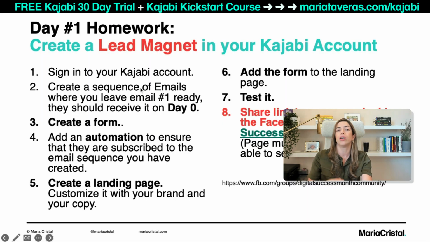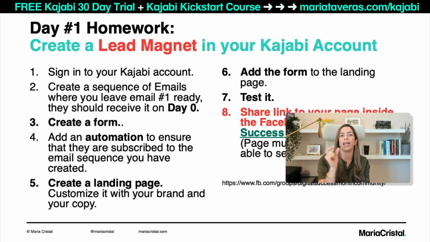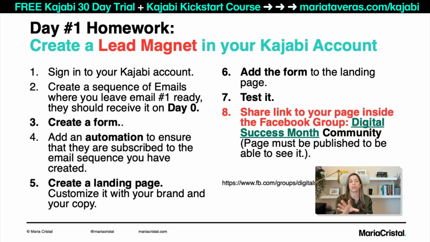Have your landing page ready, have your email sequence ready, your thank you page, and just share the link to the Facebook group. So your steps: sign into Kajabi, create the email sequence and create email 1. Remember to put that they receive this on day 0. You're going to create the form, add the automation so that they're subscribed to your email sequence, create your landing page, add the form to the landing page, test it, and then share the link. Remember, it has to be public for me to see it, and I can give you some feedback, or if you have any issues, I can jump in and help you with this.